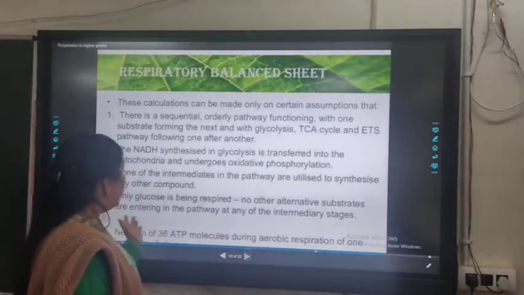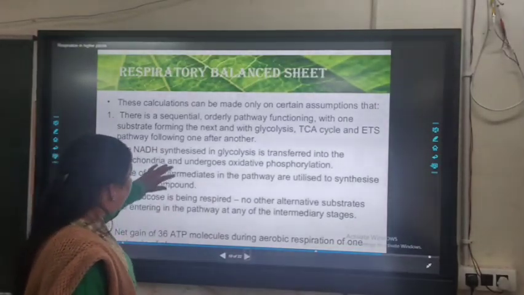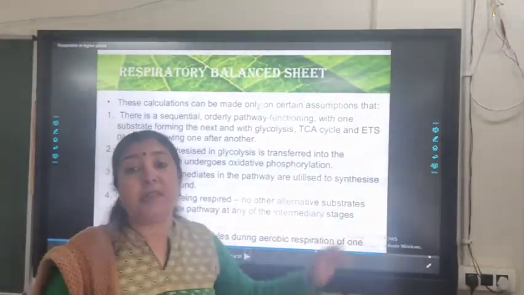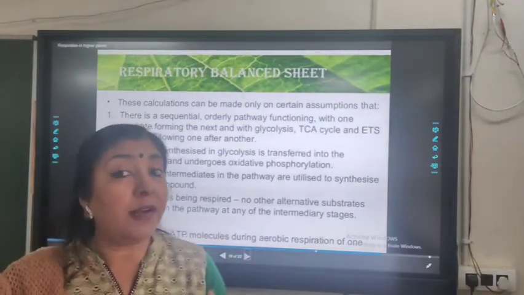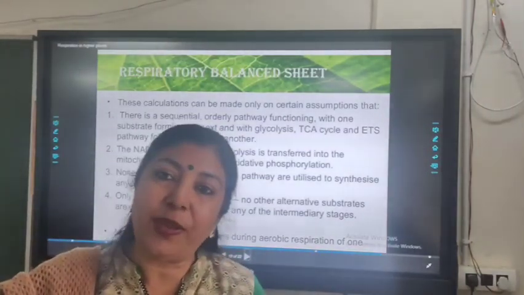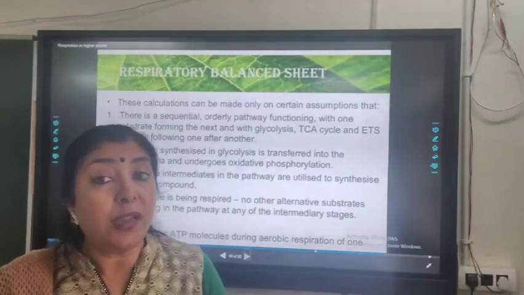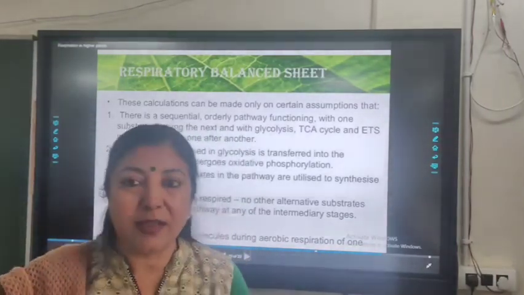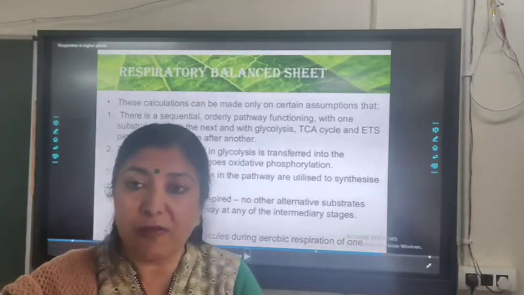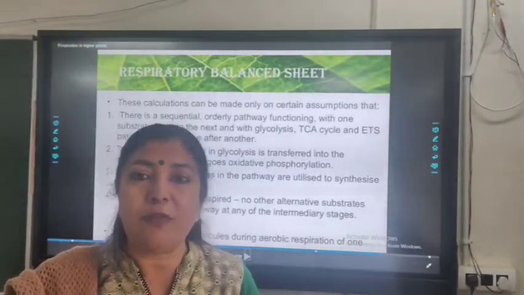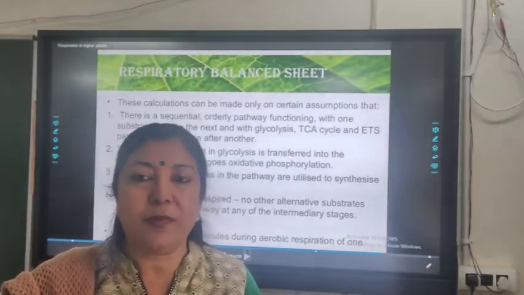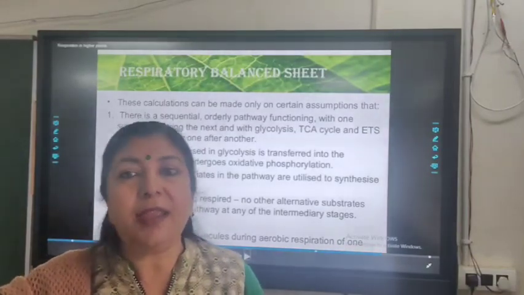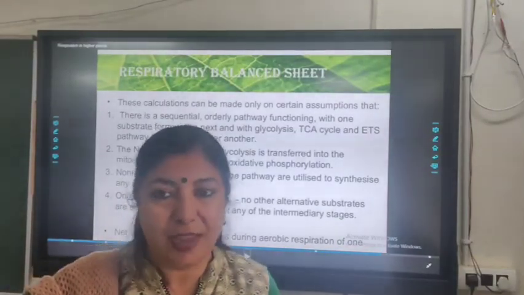Through the respiratory balance sheet, we know that there is a net gain of 36 ATP in aerobic respiration, whereas it is only 2 ATP in case of anaerobic respiration. Okay, so with this, I think you have understood the process of respiration, both anaerobic pathways and aerobic pathways, very well. Thank you very much.